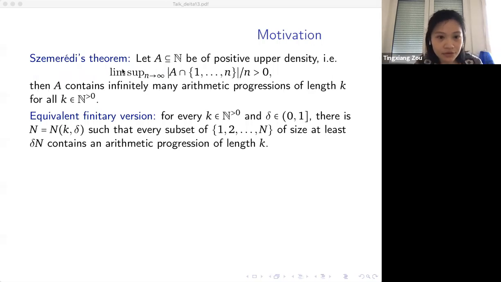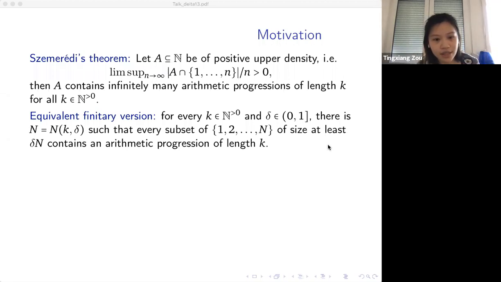So Szemerédi's theorem says that if A is an infinite set of positive density, which means if you look at the limit supremum of the proportion of A intersect the first n elements over n, and this limit is bigger than zero, then the conclusion is A contains infinitely many arithmetic progressions of length k for any k.